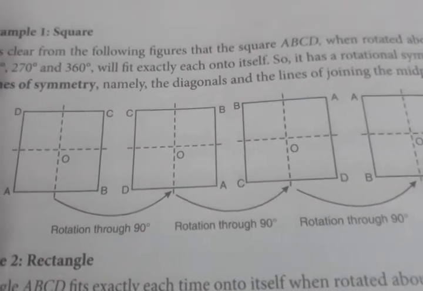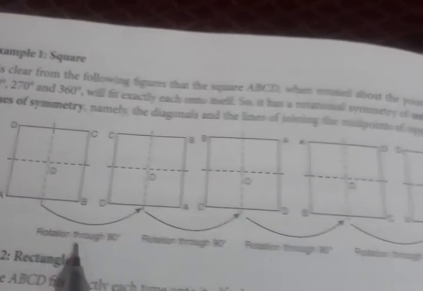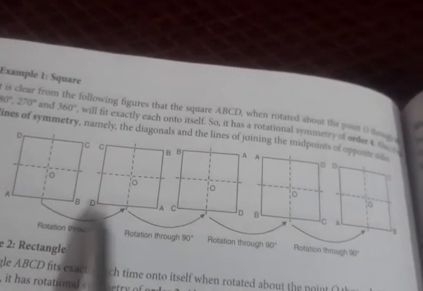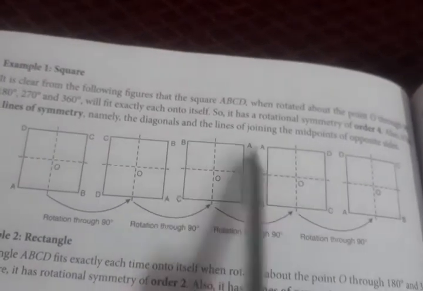Then how many rotations through the order? Order 4. So first A B C D. Then next comes D A B C. Then next C D A B. So the order of rotation is 4.